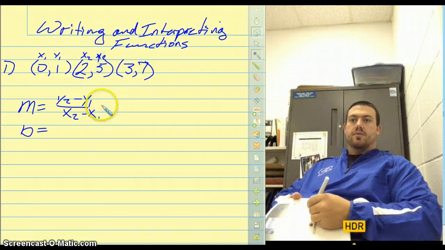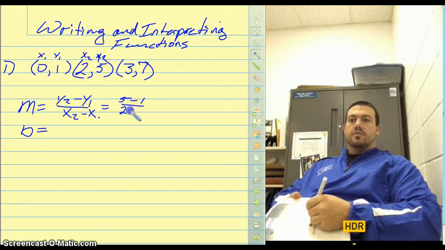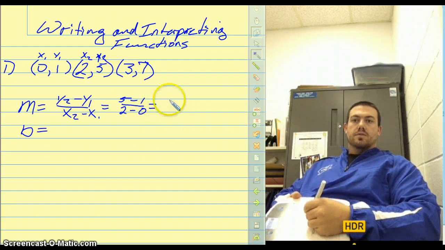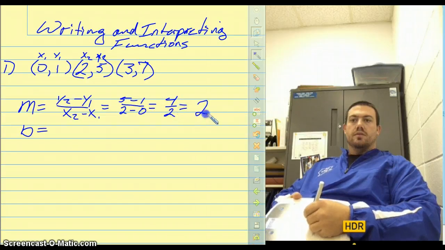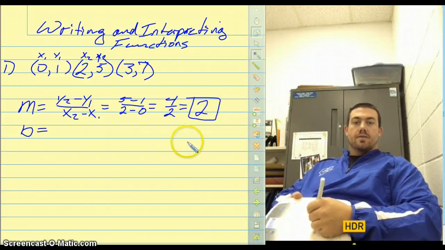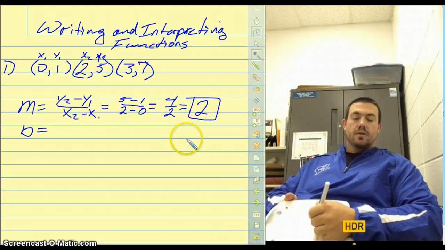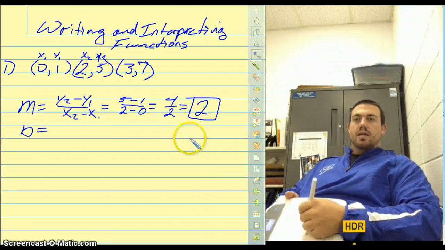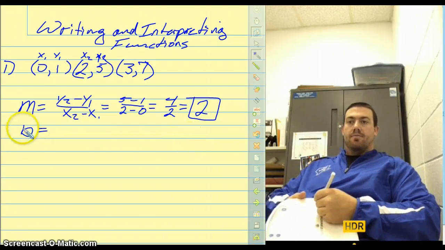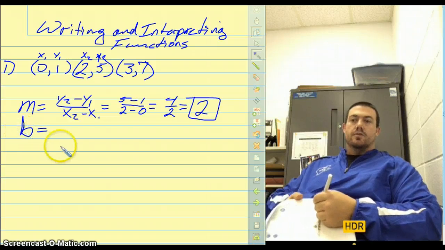Alright, let's plug those values in. y2 is 5, minus y1 is 1, over x2 is 2, minus x1, which is 0. We do a little subtraction to get 4 over 2, and that reduces to 2. So that's half the battle, right? I got the m, I got the slope. Now, I wonder if I have a b. If I don't have a b, then I've got to use another formula, like point slope formula.